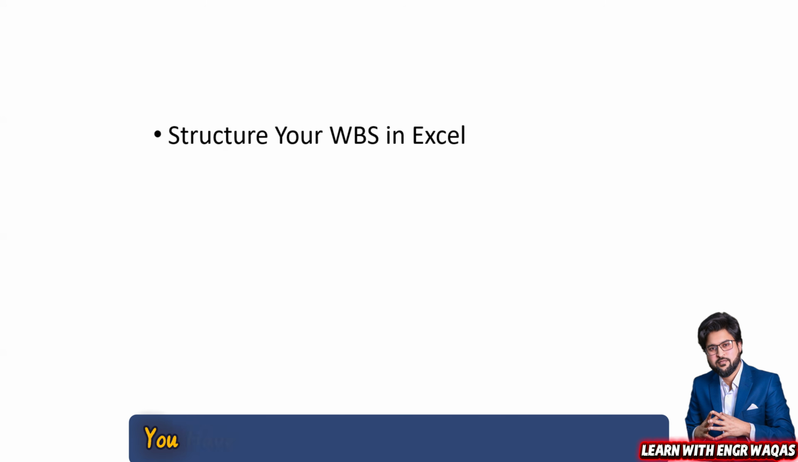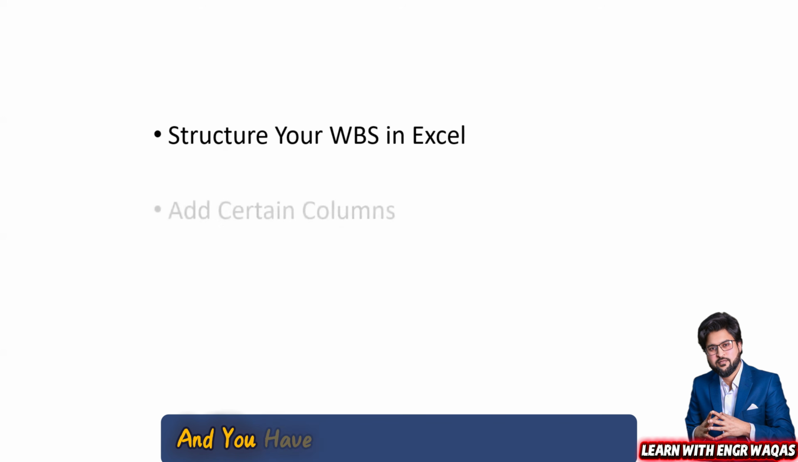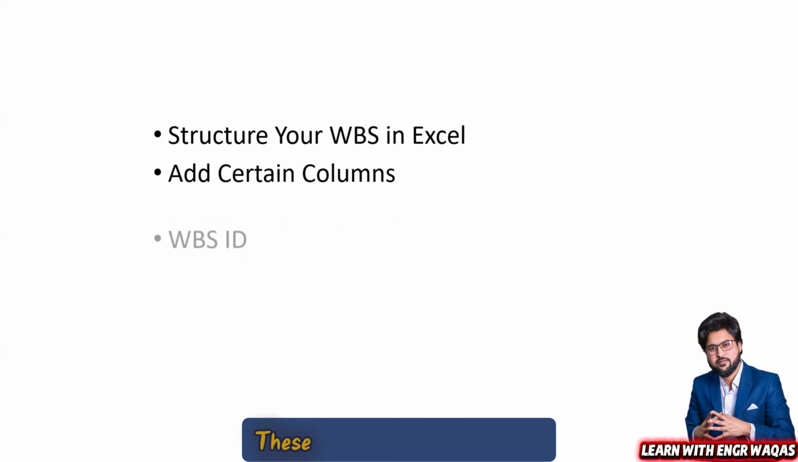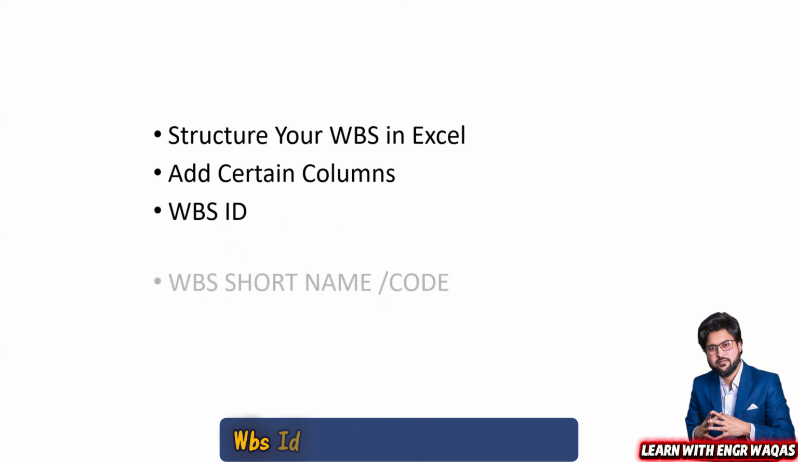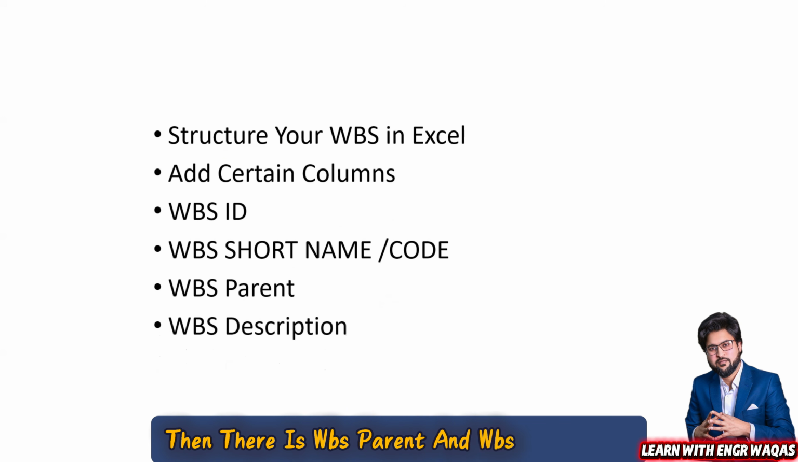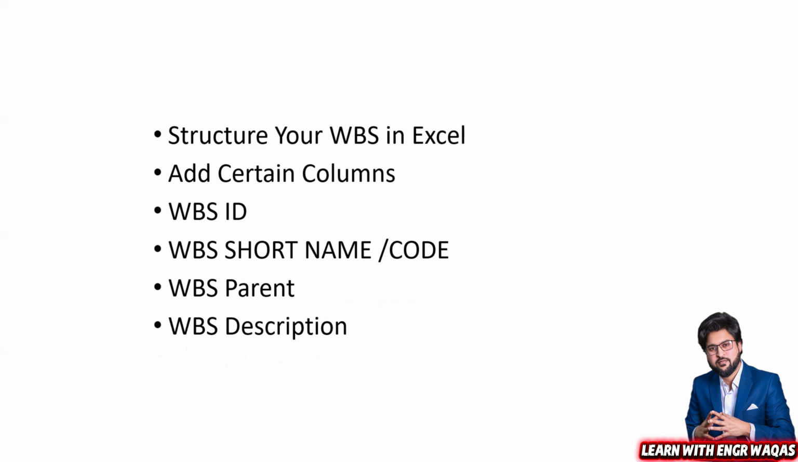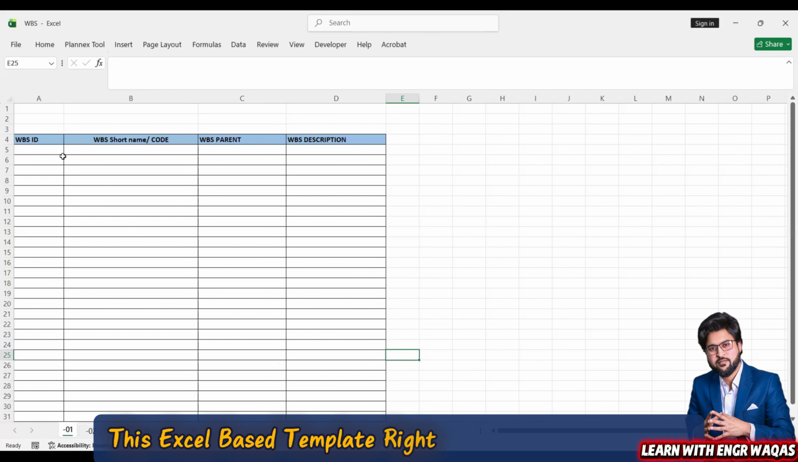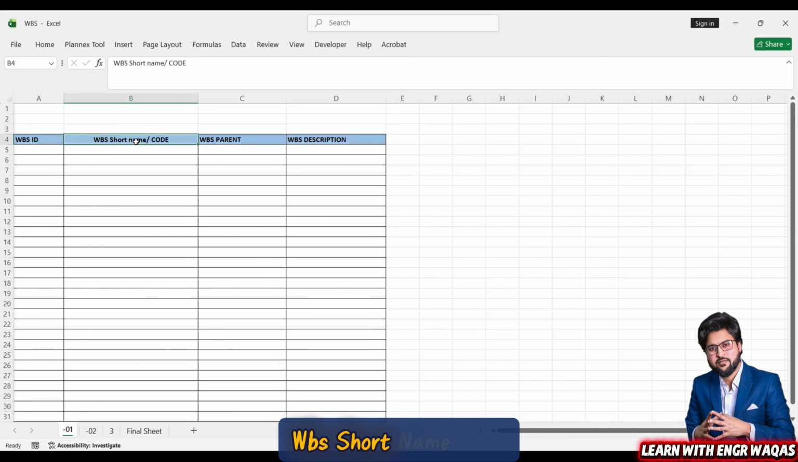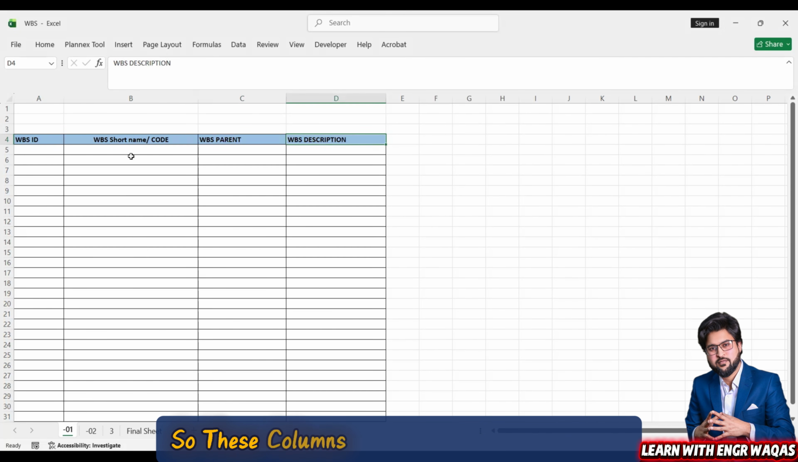So step number one, you have to maintain your Excel data by yourself. And you have to add certain columns, right? These columns are WBS ID, WBS short name or codes, then there is WBS parent and WBS description. So for that, I will be sharing with you this Primavera P6 based Excel template. Right now, you can see WBS ID, WBS short name code, WBS parent and description, right? So these columns you have developed.